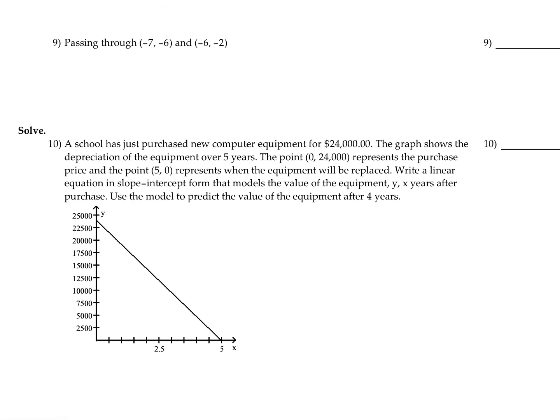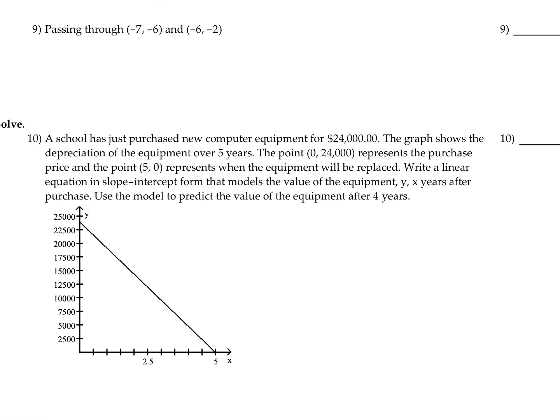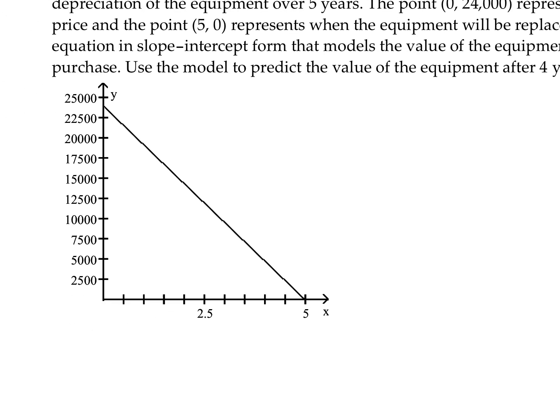All right, let's look at number 10. A school has just purchased new computer equipment for $24,000. The graph shows the depreciation of the equipment over 5 years. The point (0, 24,000) represents the purchase price, and the (5, 0) represents when the equipment will be replaced. So I'm going to label our graph.